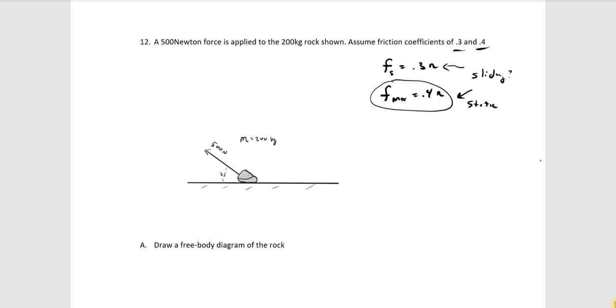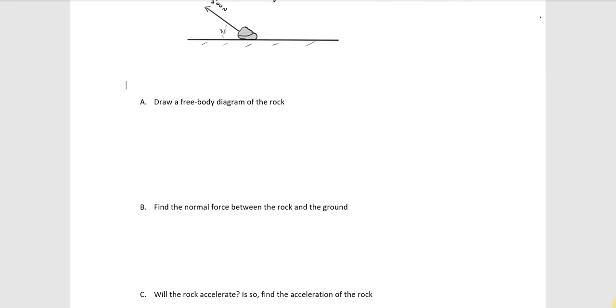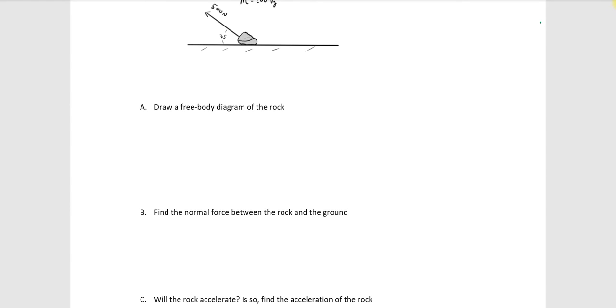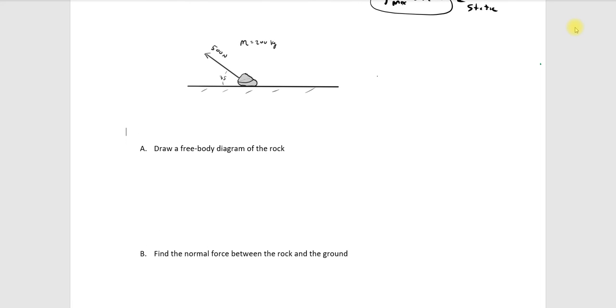Now, the rest of this problem: find the normal force between the ground and the rock. The normal force on the rock needs to be in this direction because it needs to make a right angle to the surface. That's what normal means. So hopefully you have that in your free body in the correct direction. The typical method to start finding the normal is to sum forces in the direction of the normal. In this example, that's what I'll call the y direction.